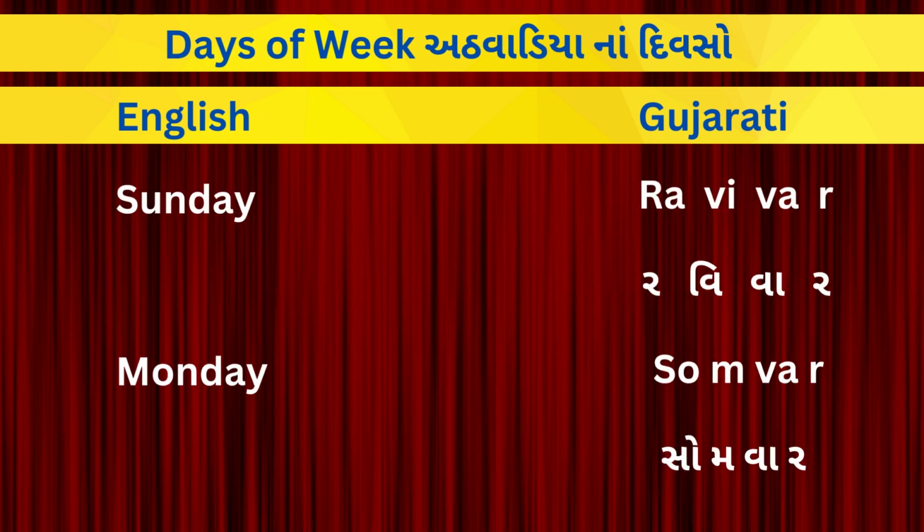Our next term is Sunday. Sunday is called Ravivara, which is spelled R-A-V-I-V-A-R. R-A becomes Ra, V-I becomes Vi, V-A becomes Va, and R becomes Ra. So Sunday is called Ravivara.